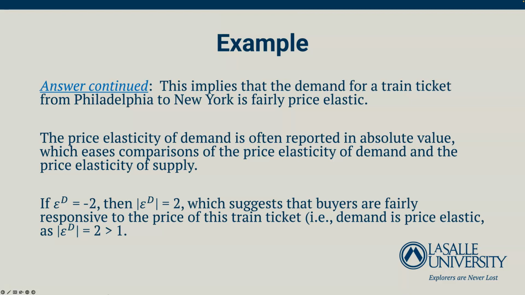So in this case, the demand for that train ticket is fairly price elastic, and that's because in absolute value, it's equal to 2, which is greater than 1. And this means that buyers are fairly responsive to the price of this train ticket. So whenever that ratio is greater than 1, that means that the percentage change in quantity demanded is greater than the percentage change in price in absolute value, and the consumers are fairly responsive to or sensitive to a price change.